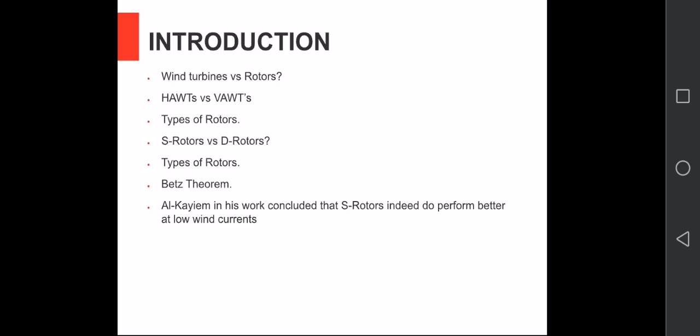According to that law, there has not been a wind turbine that has proved it wrong. There has not been a wind turbine that has shown an efficiency of 59.3% or more. So we're going to talk about the various types of wind turbines, what parameters we can change, and how that affects the power coefficient, that is, the efficiency of the wind turbine.